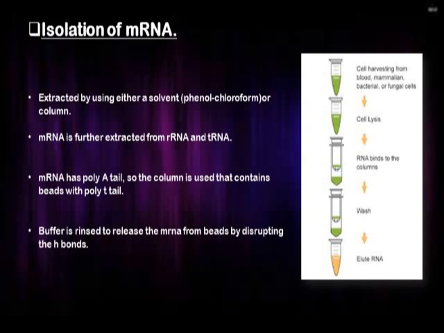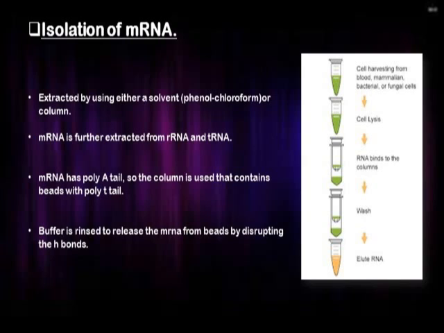Now, the RNA has all three types: mRNA, tRNA, and rRNA. So we need specifically mRNA. Again, we know that mRNA has a poly A tail.